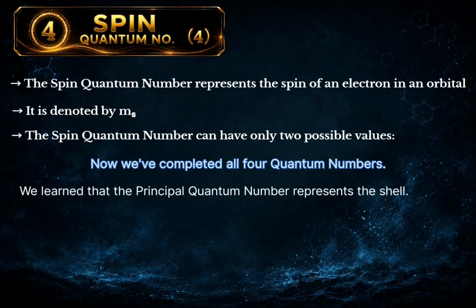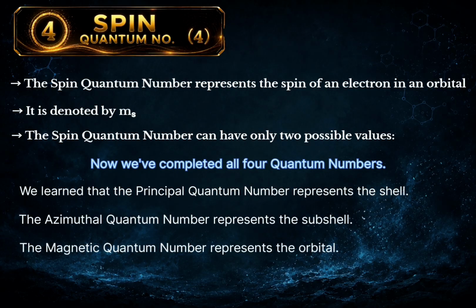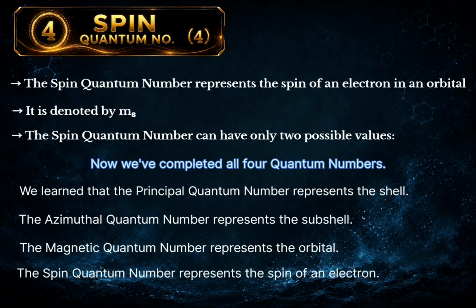We learned that the principal quantum number represents the shell. The azimuthal quantum number represents the subshell. The magnetic quantum number represents the orbital. And finally, the spin quantum number represents the spin of an electron. That's all the theory you need. Now let's solve some questions and see how all 4 quantum numbers work together.